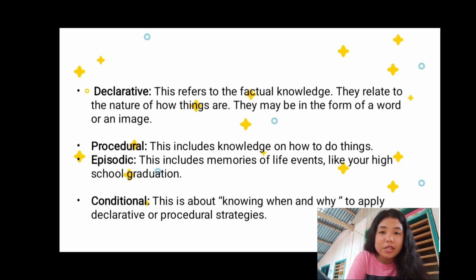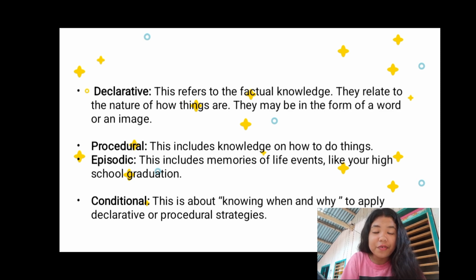The next type of knowledge is the procedural. Procedural knowledge is knowledge of how to do things. For example, you're going to make a cupcake and you don't know how to make it. Procedural knowledge is the type of knowledge that contains the process or step-by-step procedures on how to make your cupcake perfectly.